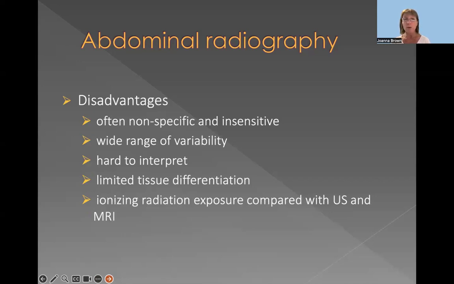We really have a wide range of variabilities. It's hard to interpret, even for a trained pediatric radiologist. We sometimes have problems reading the X-ray. We have limited tissue differentiation, and we have ionizing radiation if you compare it to ultrasound and MRI.